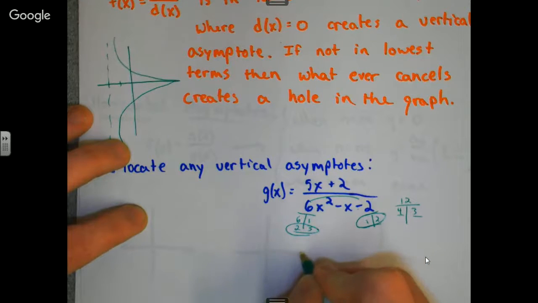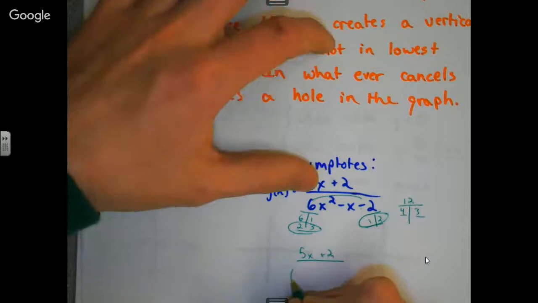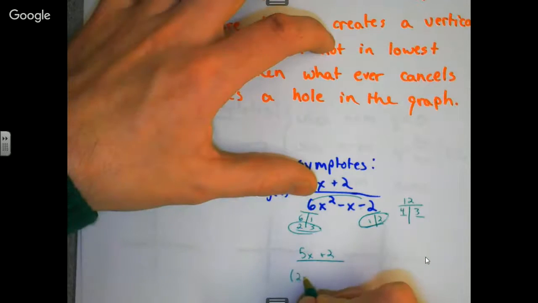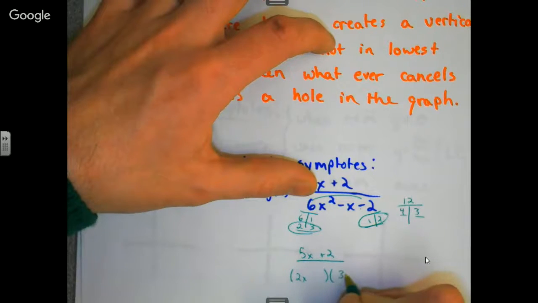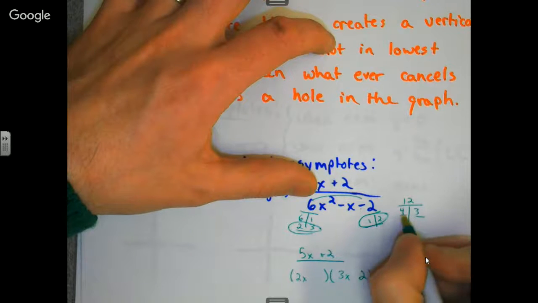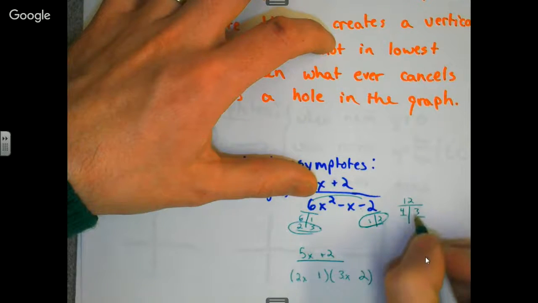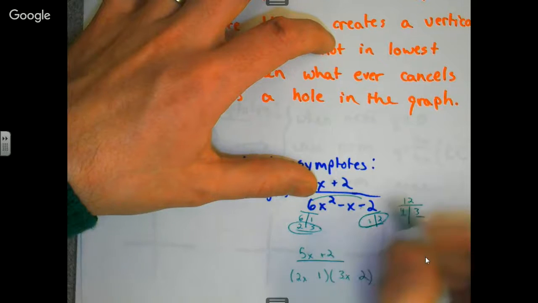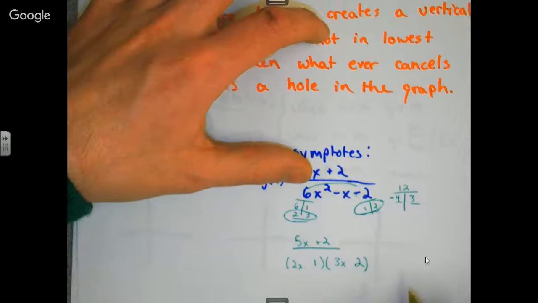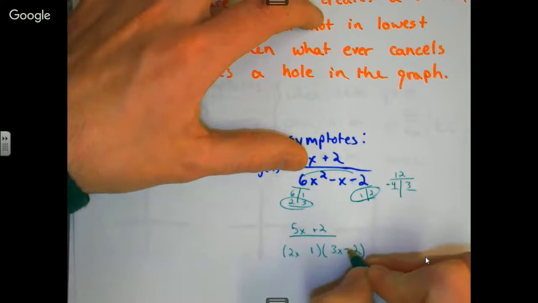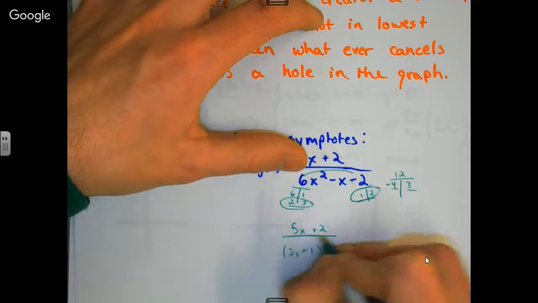So on the top, I still have 5x plus 2. On the bottom here, I'll have 2x and 3x. I took 2 times 2 to get my 4, and I took 3 times the 1 to get the 3. Signs are different. The bigger one is negative, so the 4 has to be negative, so that goes with the 2 and the plus.